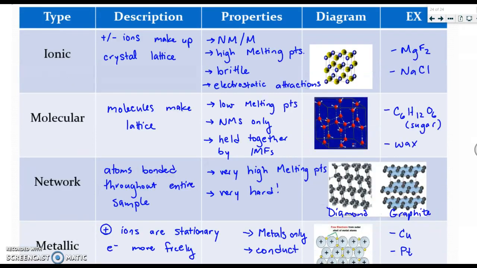Here you will see the chart completed. Ionic solids are nonmetals and metals, and they have electrostatic attractions between them and relatively high melting points. Molecular solids are nonmetals only and have lower melting points, held together by IMFs. Network solids are really unique, pretty much just diamond and graphite, very hard and have very high melting points. And finally, metallic solids are metals, and they can conduct. This concludes our study.